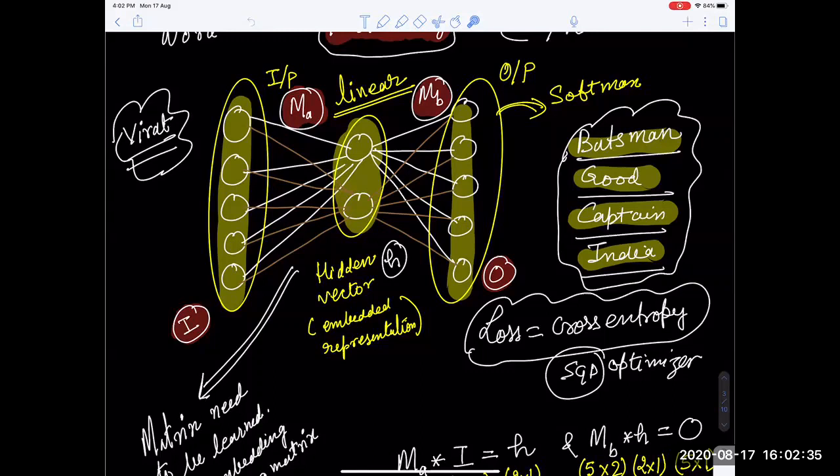So it's going to happen, and one should understand it's not a recurrent neural network, so it's not going to remember that Virat and batsman. So finally, when your network is converging, it is assuming that for Virat, all these things have to give small distances. Otherwise, I am going to get more and more loss.